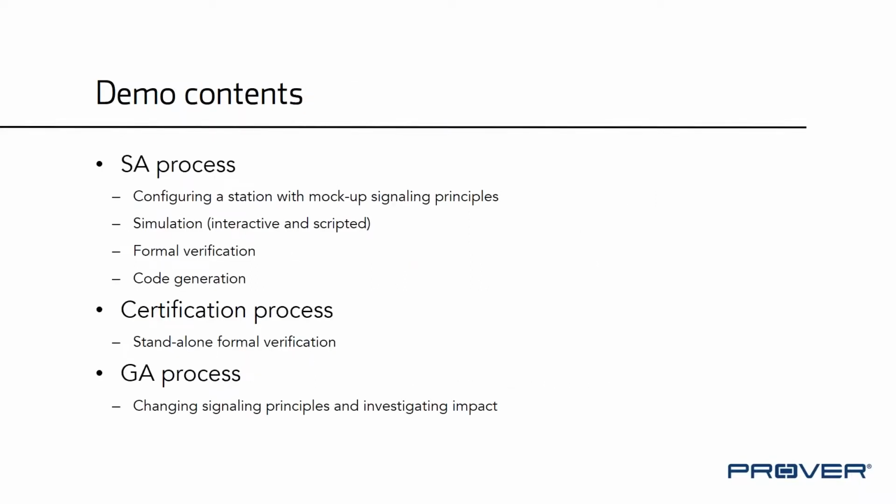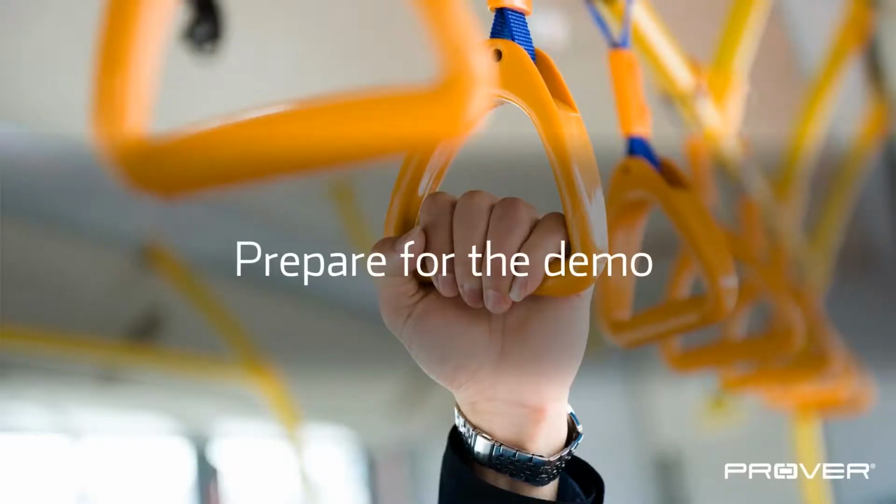The contents of the demo here will be mainly focusing on the specific application process. So assuming that you already have something generic made for your signaling system and you have a new station and you want to create an interlocking for it. With this said, I'd like to start the demo right away.